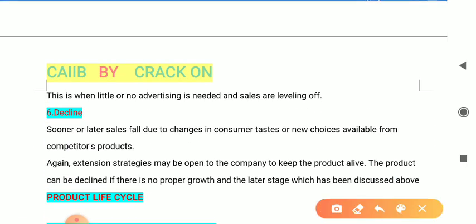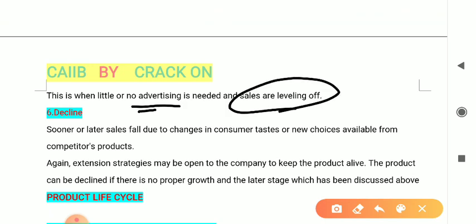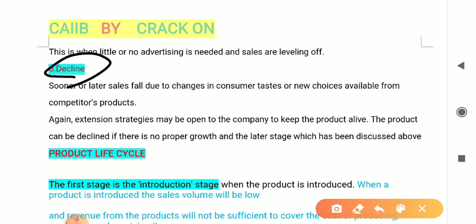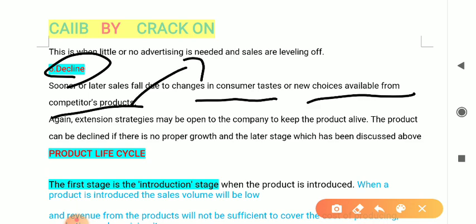So next will be, there is little or no advertisement. This is when little or no advertisement is needed, sales are leveling off. So यहाँ पर आपका कोई भी advertisement करिएगा then फिर भी कुछ नहीं हो सकता. Then decline. Sooner or later sales fall due to changes in consumer taste, new choices available from the competitor's product, so competition will be very high. That's why your sales will decline.